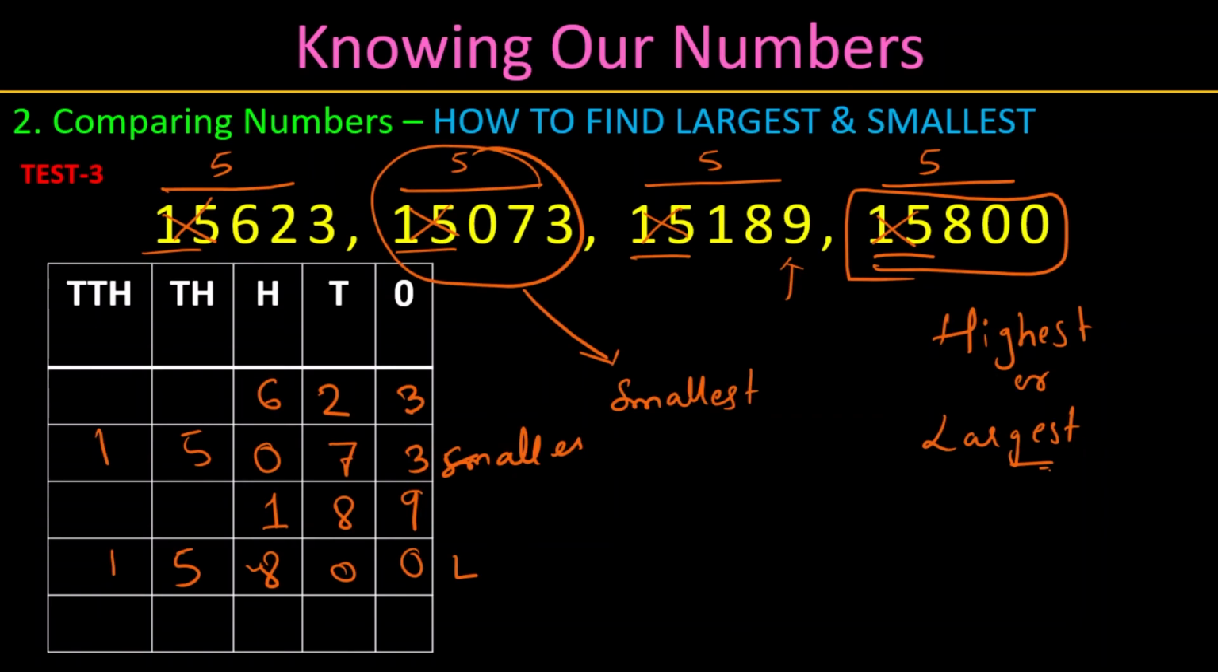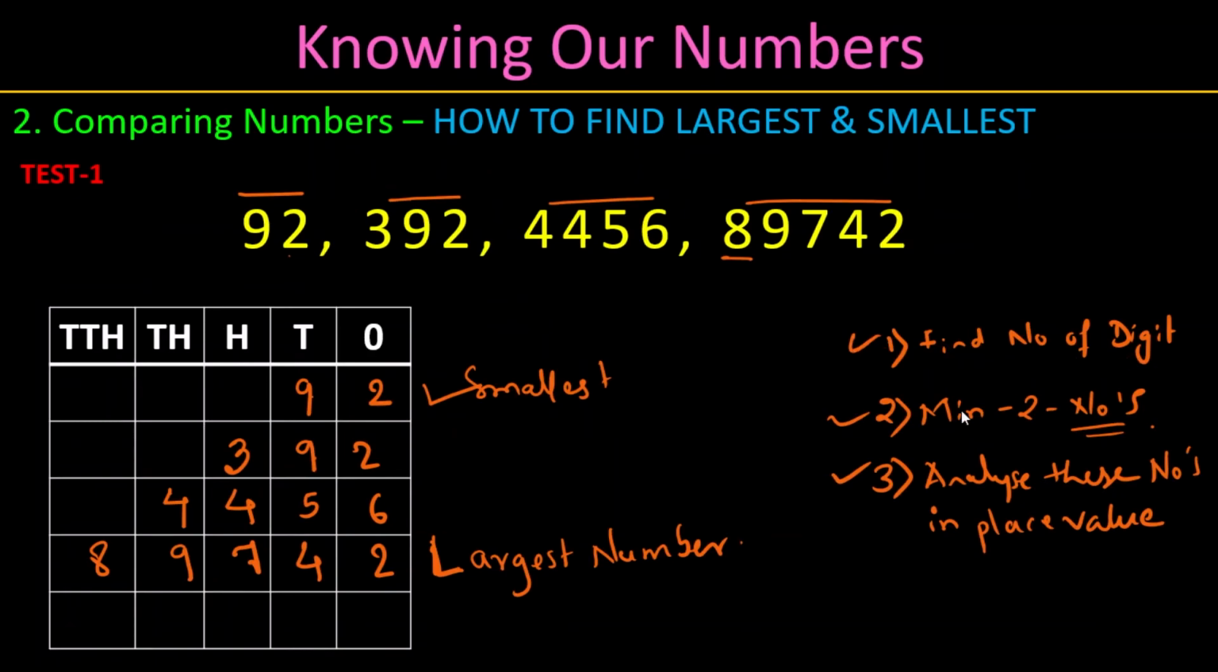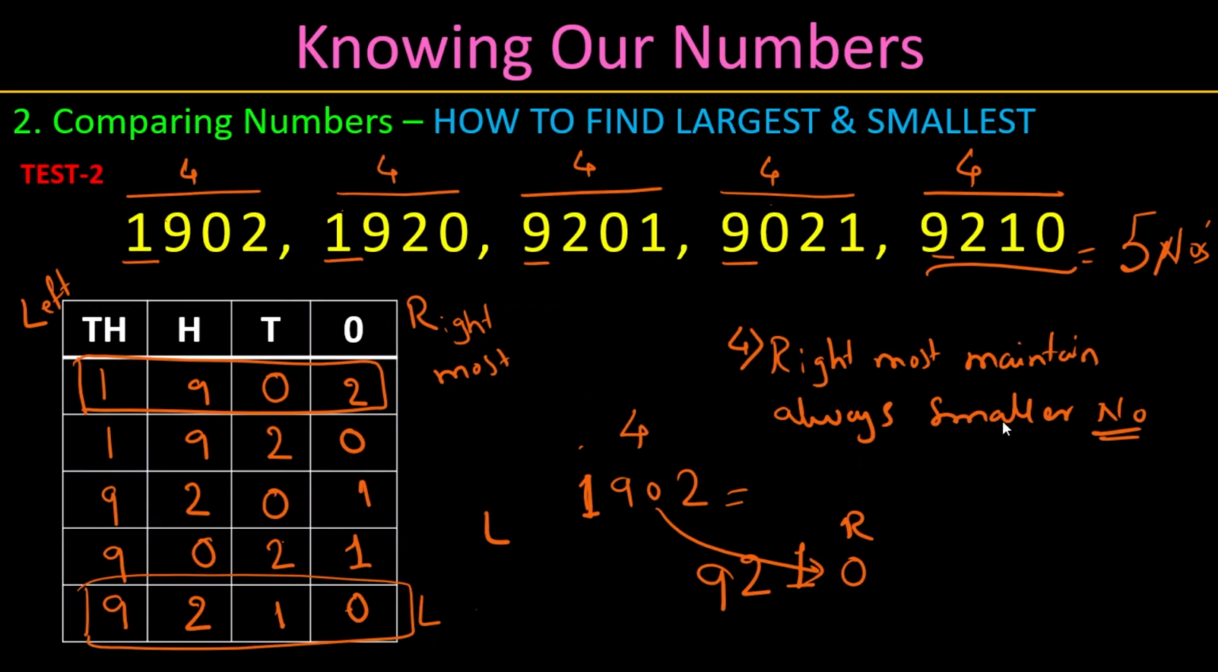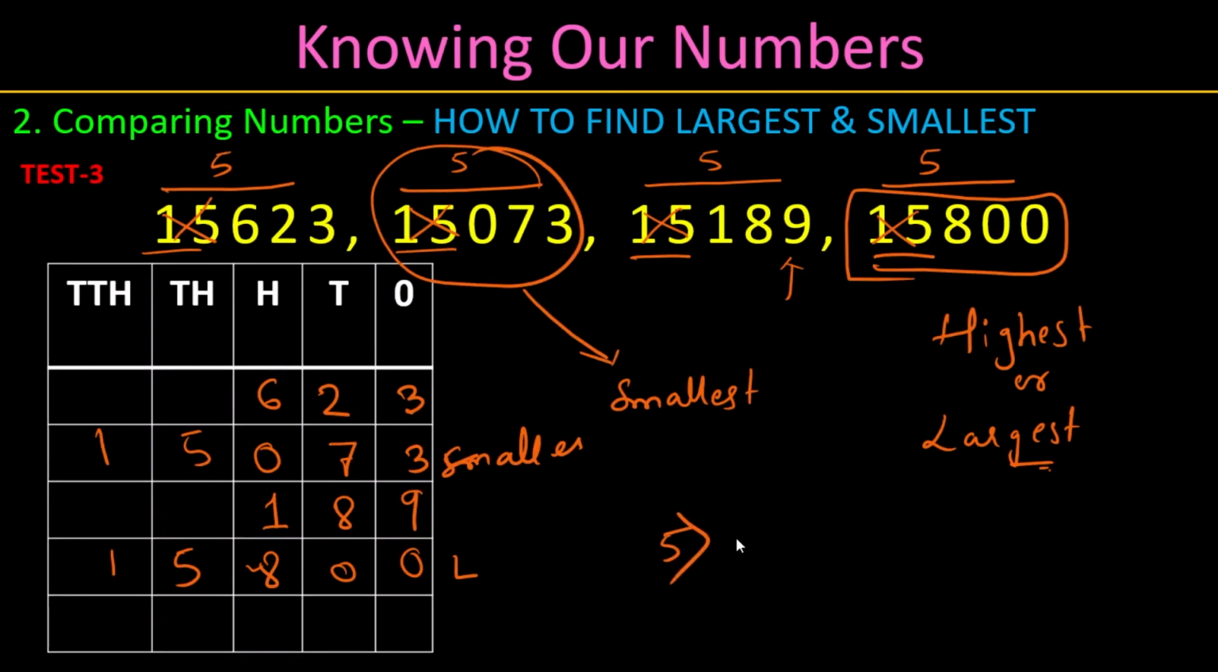And let's revise this one. The condition is find the number of digits, make sure the second is a minimum number should be 2, and analyze these numbers in the place value. The fourth point here is, rightmost should always maintain a smaller number in case of finding the largest number. The other way, in reverse, rightmost should always be a higher number if you want to find the smallest number. Next, the fifth condition is check whether any negative numbers are there in the given series of numbers. So totally 5 conditions we need to check in general to find the largest and the smallest. Okay, let's go with the next one.